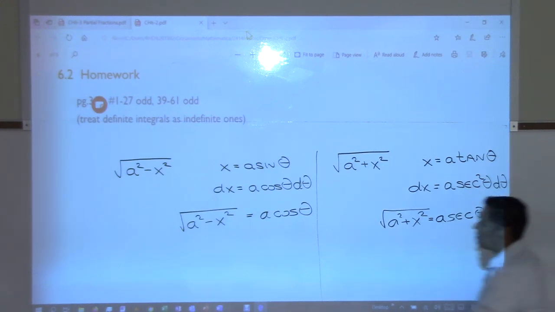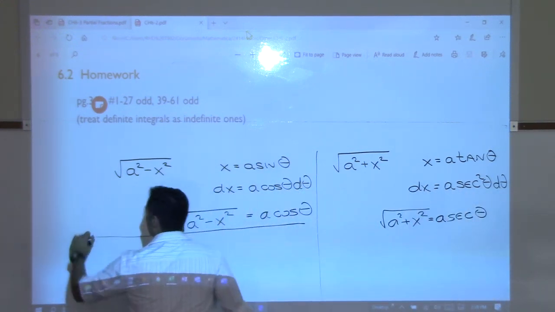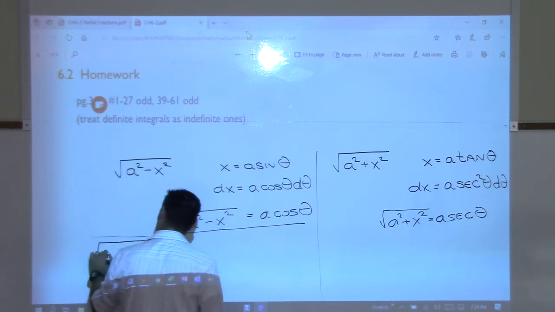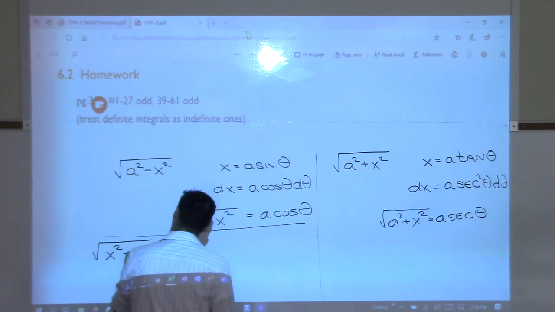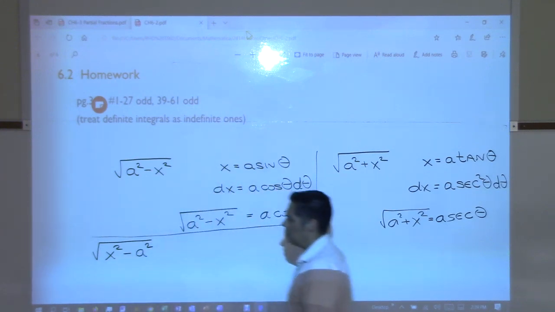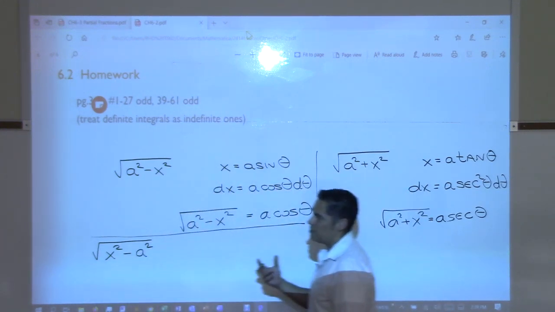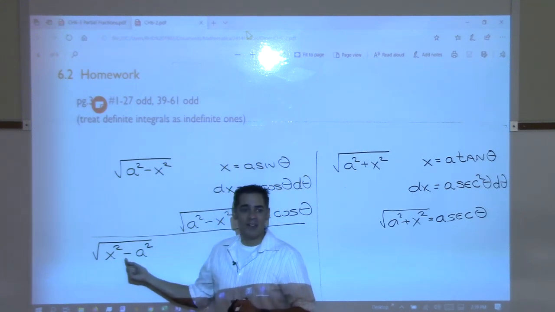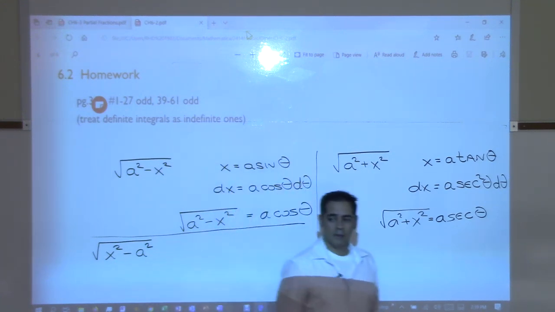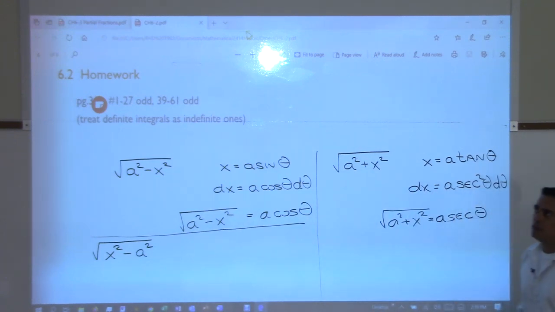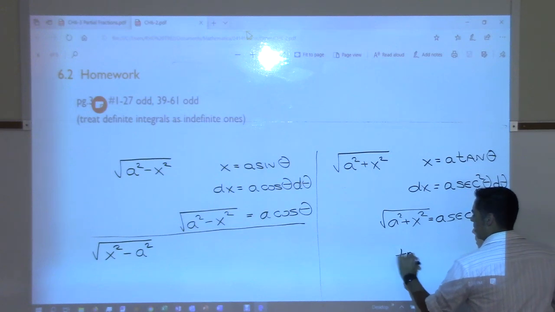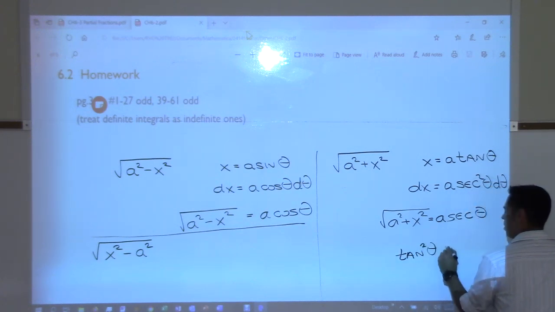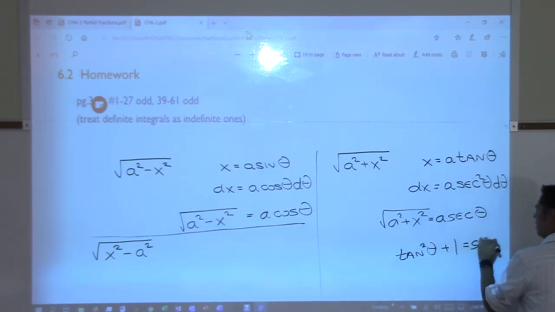So let's look at the last possible one. The last one is the other way around. x squared minus a squared. So this one's a little tricky, but think of your trig identities where you would have the trig thing squared minus 1. So you go back and look at this identity. You have tangent squared theta plus 1 equals secant squared theta.